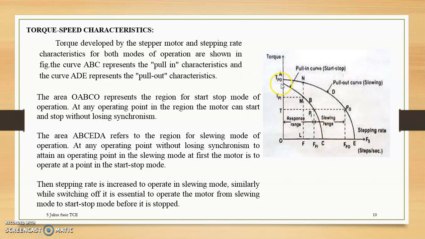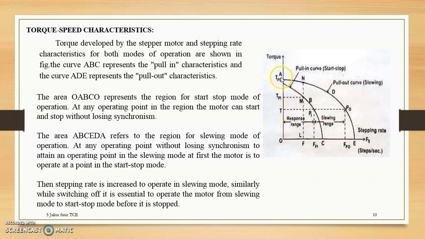Assume these points are A, B, C and O. This region will be denoted as the pull-in curve. We already know whenever you are turning on the stepper motor, it has to be turned on at start-stop. So this region A, B, C, O, A is assumed to be the response region where the pull-in curve is in practice. That is the start-stop mode operation. This torque and speed characteristics will happen.